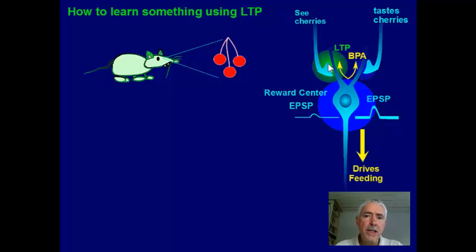Sees the cherries, that's releasing glutamate into the synapse, plus we have this back propagating action potential, so we have a very strong depolarization of the membrane here, and we get a strengthening of the synapse. So the NMDA receptor begins through calcium that whole signaling cascade leading to LTP.